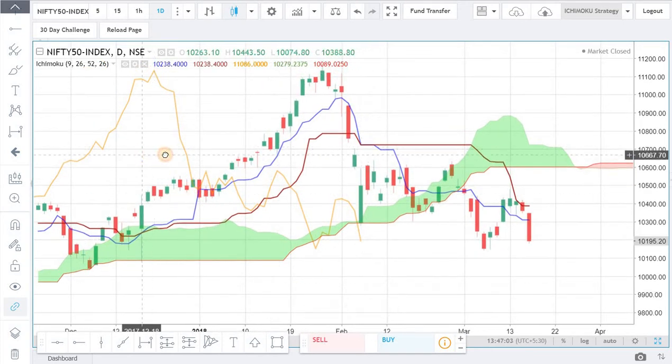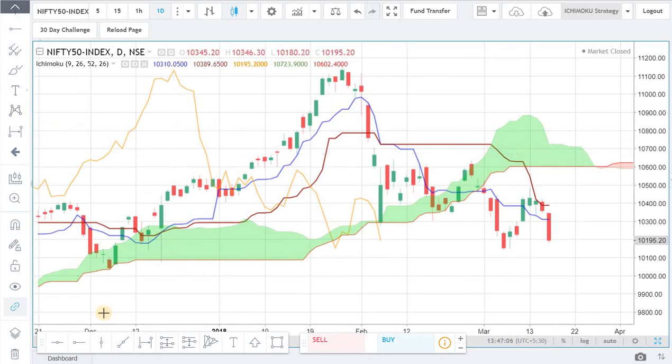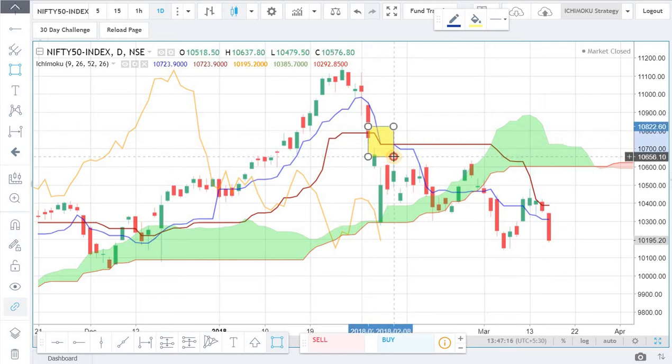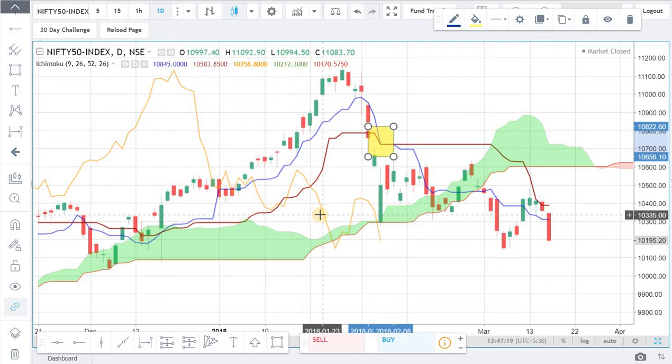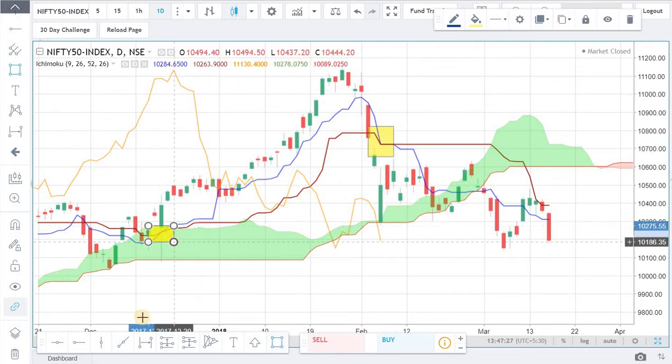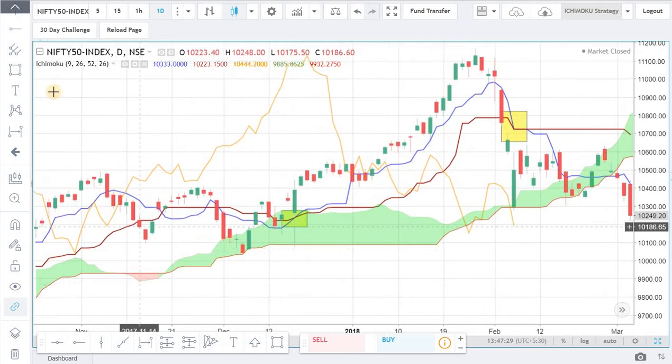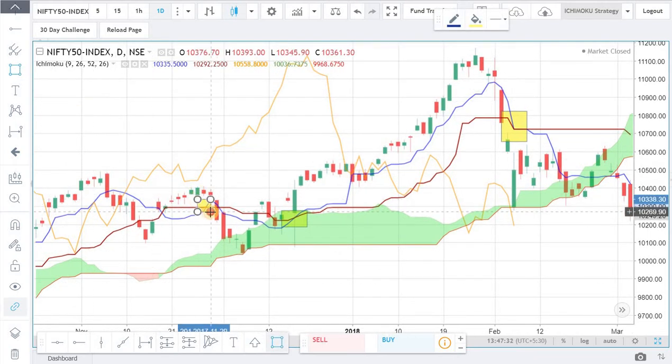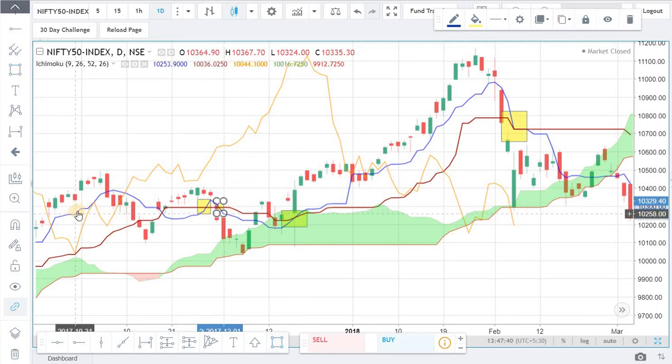Okay, so let's look at the first signal between the 9-period moving average and the 26-period moving average. What do I mean by that? The conversion line and the baseline. You see a signal over here, correct? This is a bearish signal. Okay, what else do you see? Where else do you see here? You see a signal over here. It's a bullish signal. You see two signals over here. This is a bullish one, and the very next candle you see a bearish signal here.